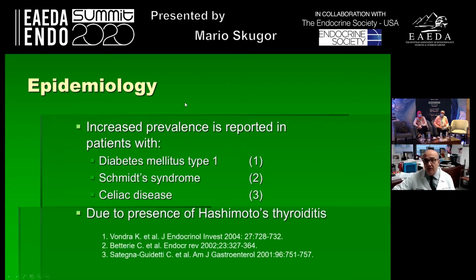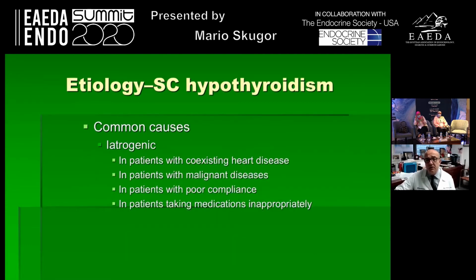Now, they found in this study that there is increased prevalence in patients who have other autoimmune endocrine disorders: diabetes mellitus type 1, Schmidt syndrome, and celiac disease. And most of these people actually had subclinical hypothyroidism due to the presence of Hashimoto's thyroiditis, so another autoimmune disorder. So what is the etiology?